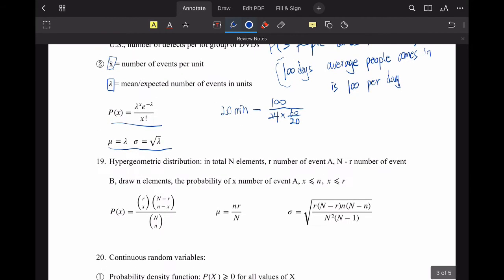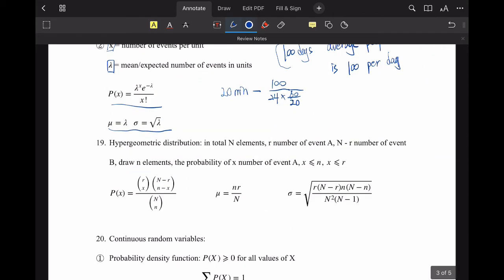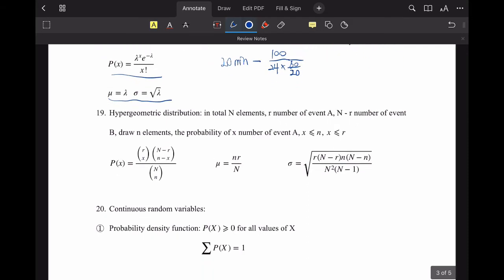The last type of discrete random variable is hypergeometric. This sort of looks like a binomial distribution, but it's not. It looks pretty similar, but it's not binomial. It could have more than two possibilities.